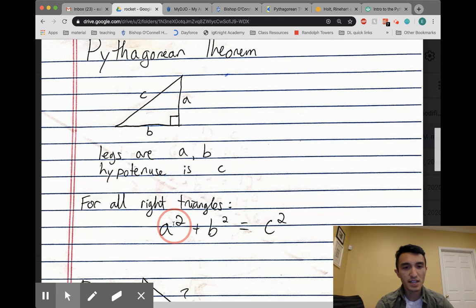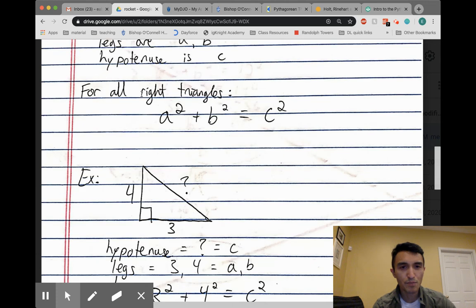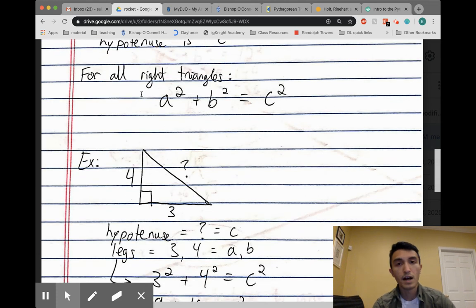The equation is A squared plus B squared equals C squared. So if you add up the two legs after squaring them, that number is going to be the same as the hypotenuse squared. And that becomes super important. And so here's an example of when you'll have to find one of the unknown lengths.